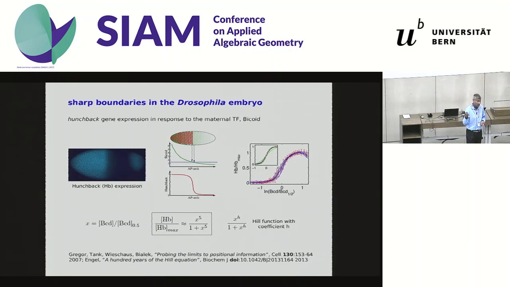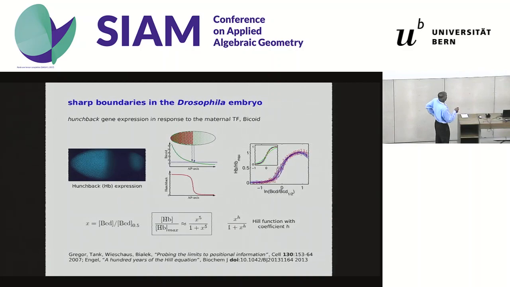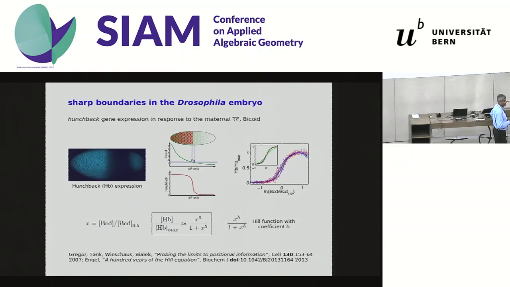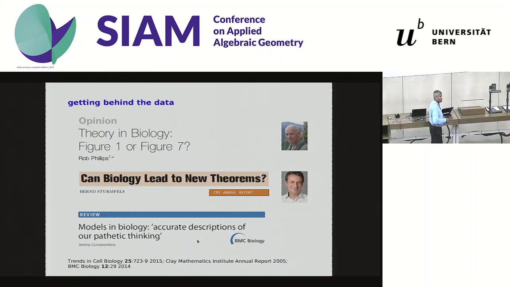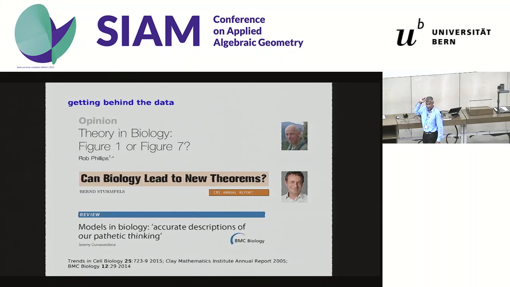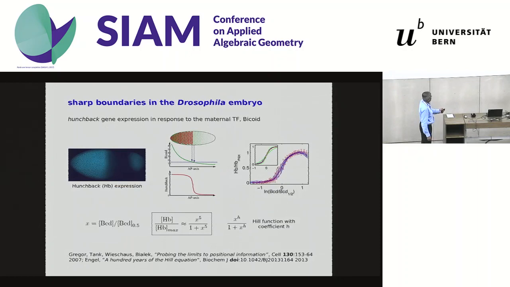If you stain for both of these proteins, you can construct a functional relationship between bicoid, suitably normalized, and hunchback. It has an S-shaped form, and it's extremely well fitted by something called a Hill function. Some of you may know about this, but it's a class of functions often used to fit data, in particular this kind of S-shaped sigmoidal data. When Archibald Vivian Hill introduced the Hill function 100 years ago, he very carefully said that he was introducing it purely to fit data. It had no biophysical meaning. It fits data very well, and it's been used for 100 years from that perspective.